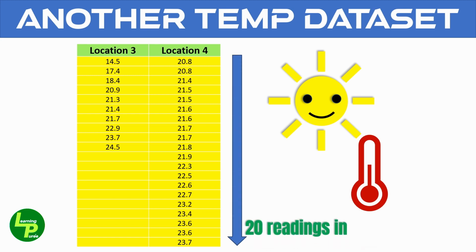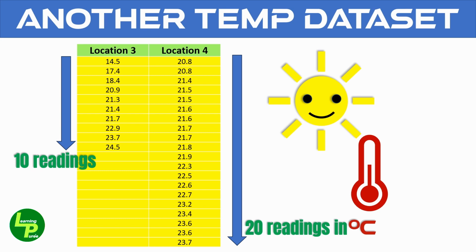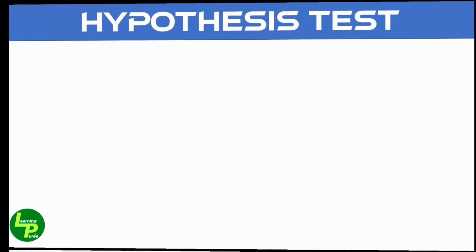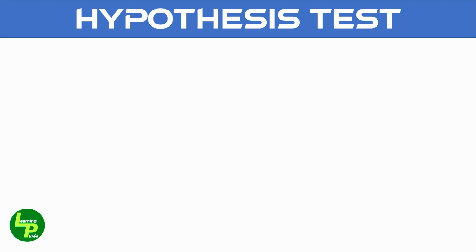In this second example, we have 10 readings from location 3 and 20 readings from another location 4, both of which fall in the same locality. Again, like the previous case, we want to check for any statistical difference between these two temperature readings. So, like before, we will use the two-sample hypothesis test.